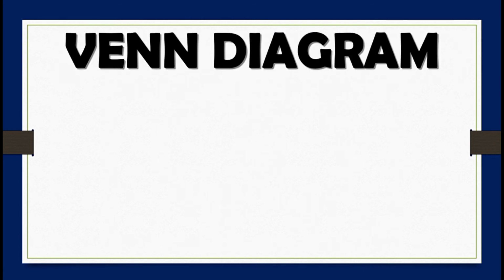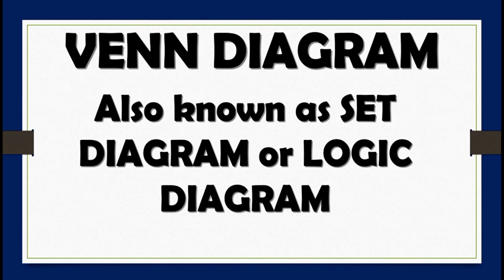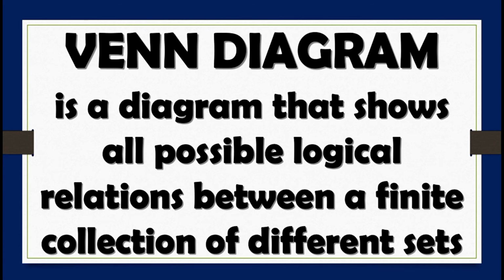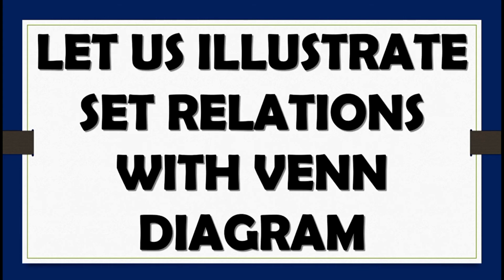What is a Venn diagram? A Venn diagram is also known as a set diagram or logic diagram. It was named after the English logician John Venn. It is a diagram that shows all possible logical relations between a finite collection of different sets. Let us try to illustrate set relations with Venn diagrams.